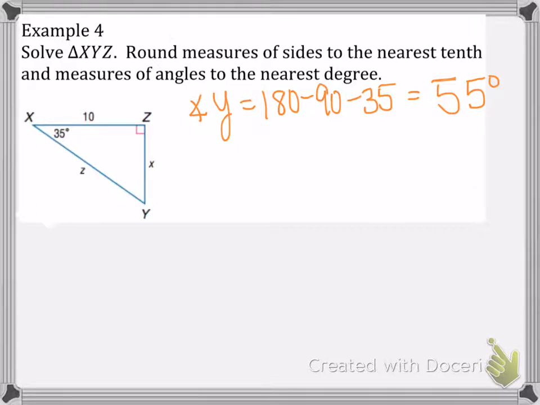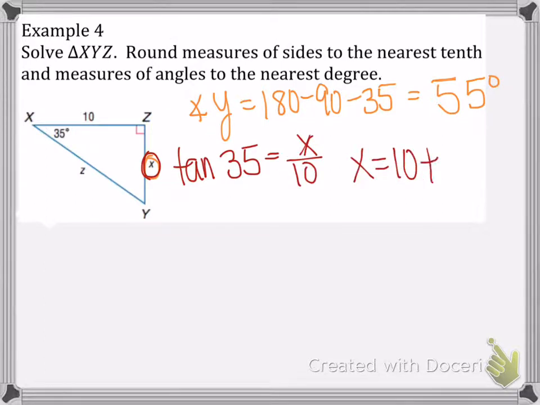Now, do not use that angle, because what if we made a mistake while finding it? So what we're going to do is always use the given information to find the other missing sides. So if I first want to find x, then I look at the relationship of x with the angle on the side I'm given. So I'm going to use that the tangent of 35 equals opposite over adjacent. So x is going to equal 10 times the tangent of 35.